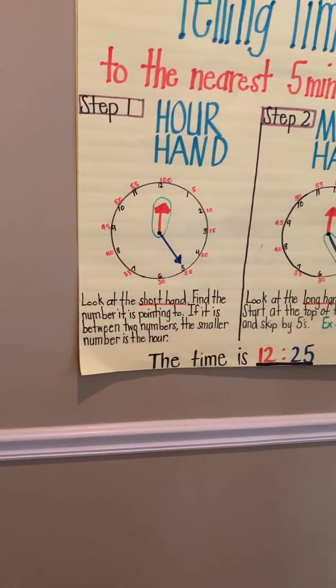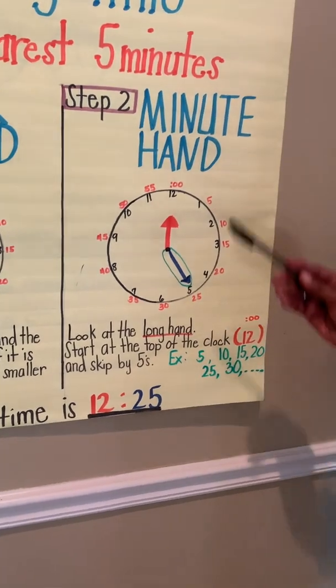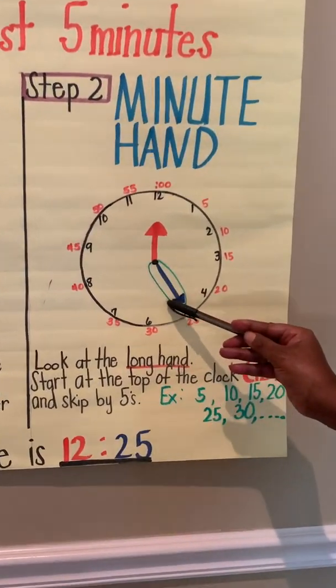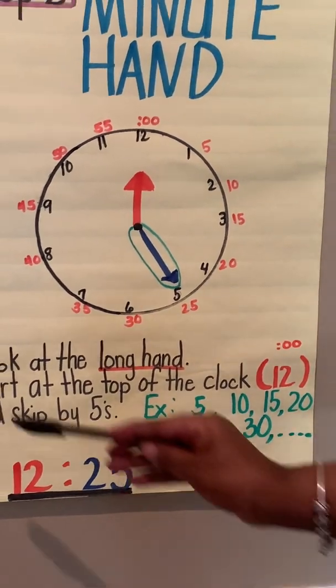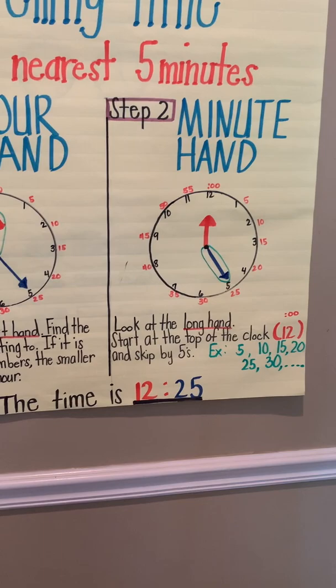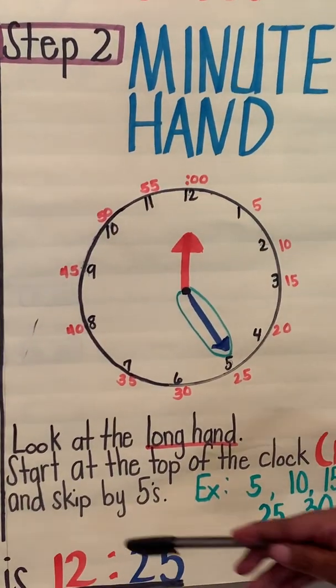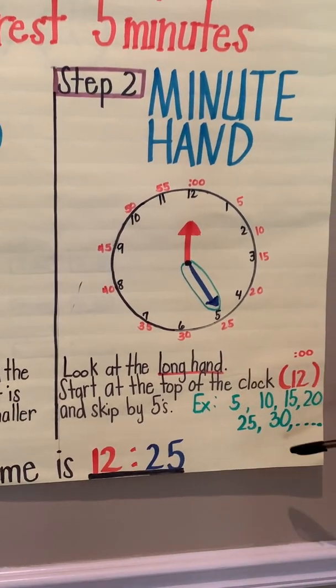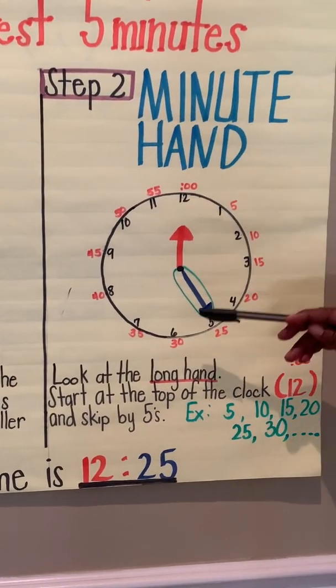Okay, let's look at the minute hand. Okay, the minute hand is your long hand, which is almost on that 5. So it says, look at the long hand. Start at the top of the clock, which is at the 12. And then you skip count by 5s to determine what your minutes are. So this is what they mean.